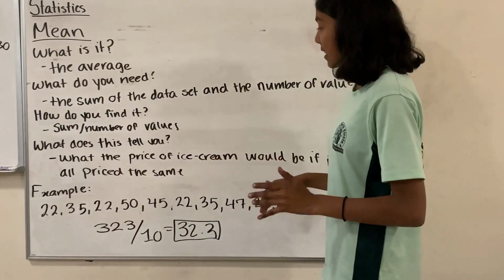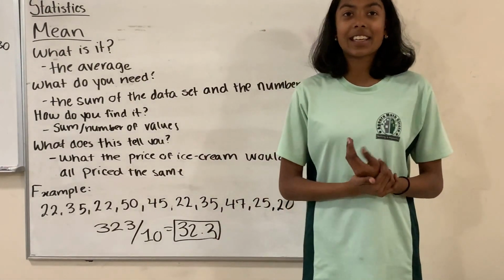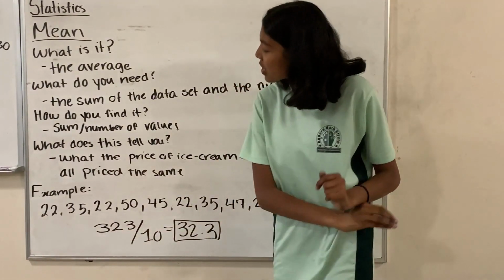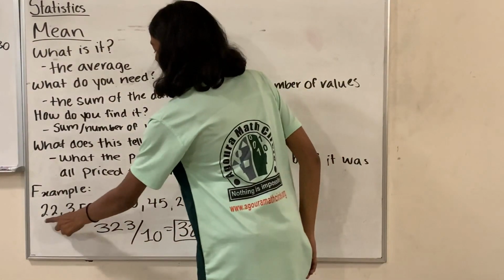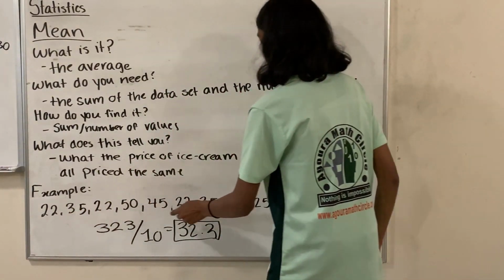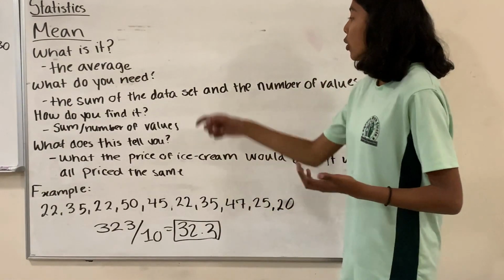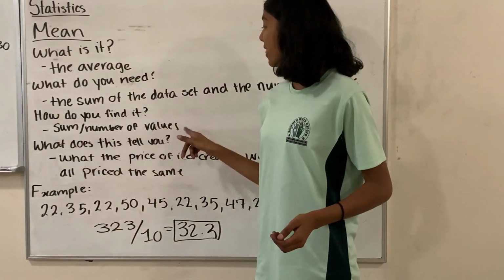So let's try an example to clear things up. We have our same data set. I already added this up for you, and I did it on a calculator because I'm a lazy child, and I got the sum is 323. Well, let's count how many total values there are. There are 1, 2, 3, 4, 5, 6, 7, 8, 9, 10. 10 total values, meaning going back to this formula, we take the sum, 323, divided by the number of values, 10, to get 32.3.